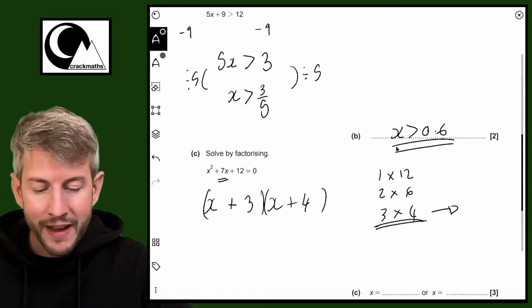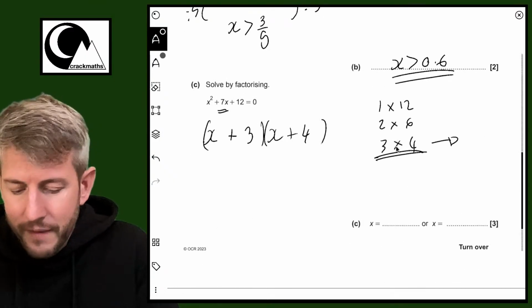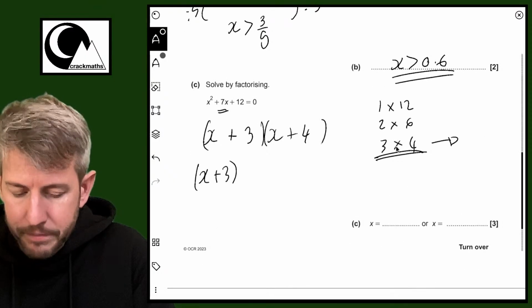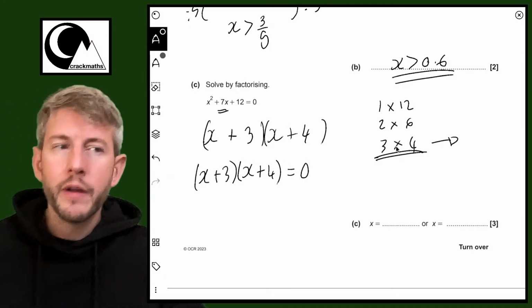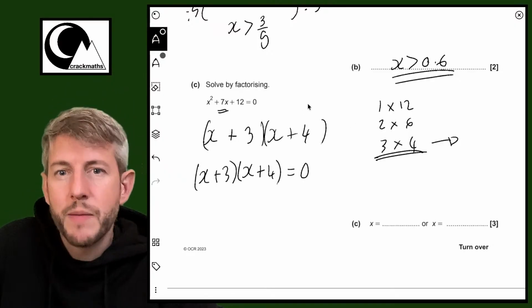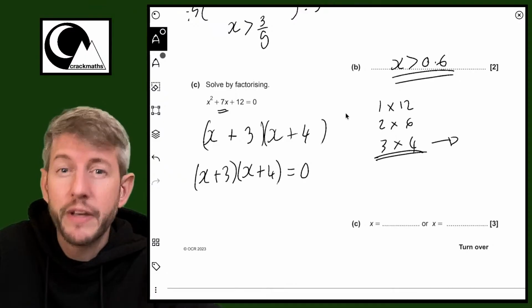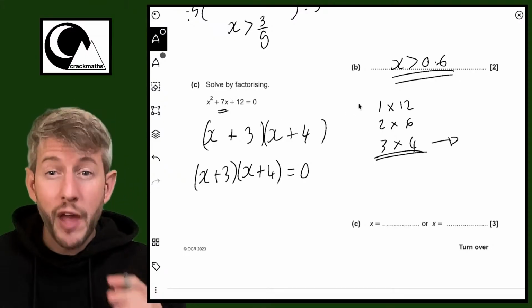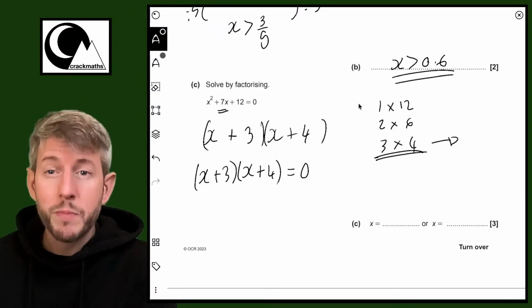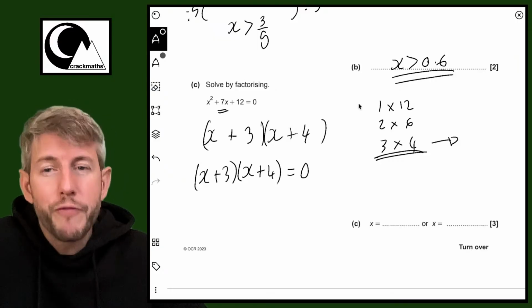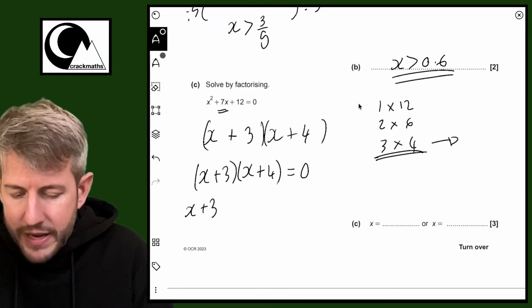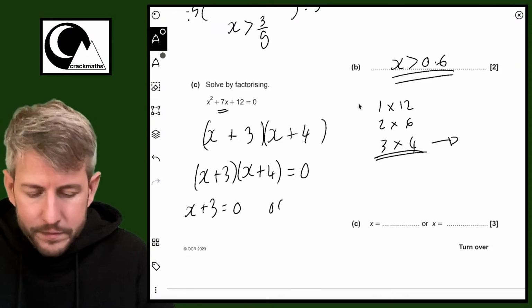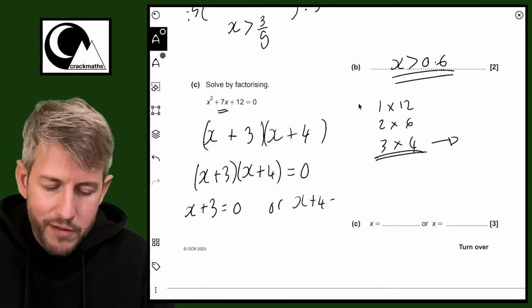So that's that factorised. Now we've got x plus 3, bracket x plus 4, equals 0. Remember, these two brackets are being multiplied together, so this is basically just something times something equals 0. The only way you can make 0 by multiplying two things together is if one of them equals 0. So either x plus 3 equals 0, or x plus 4 equals 0.